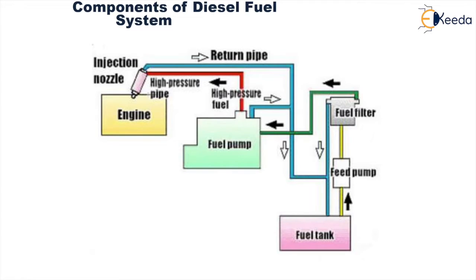In this figure, you can see the generic composition of the components of a diesel fuel injection system. The engine is there. In the engine, an injection nozzle is mounted. In red color, you will see that the high pressure line is present, which will bring the fuel to the fuel injector from the fuel pump.